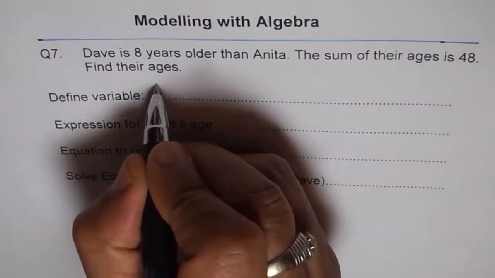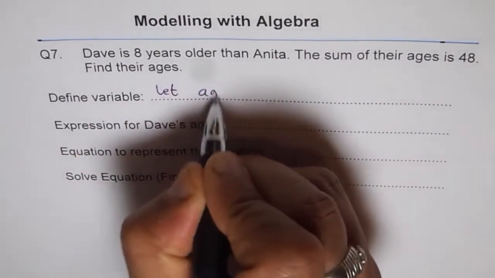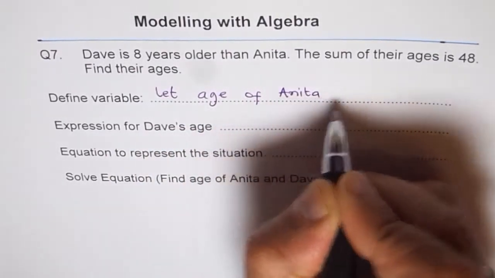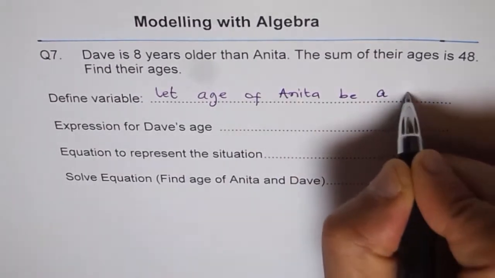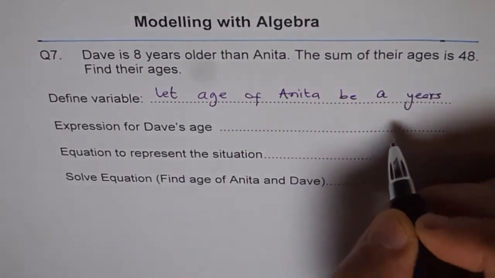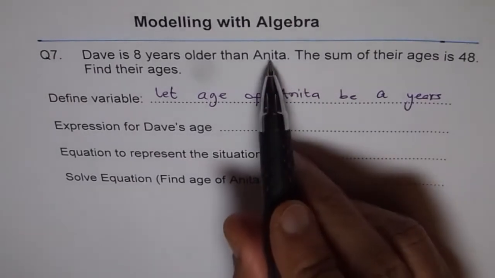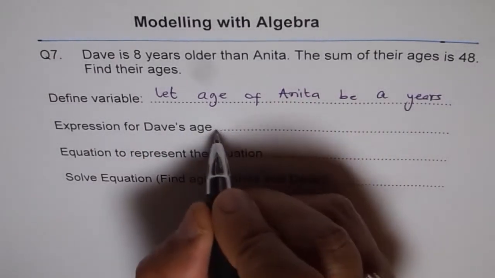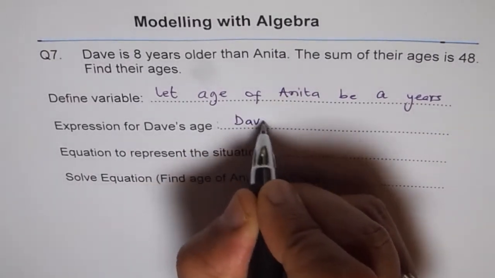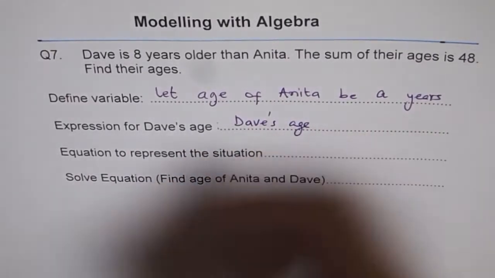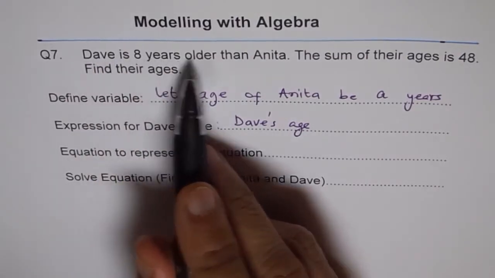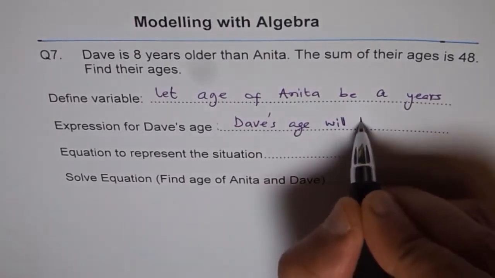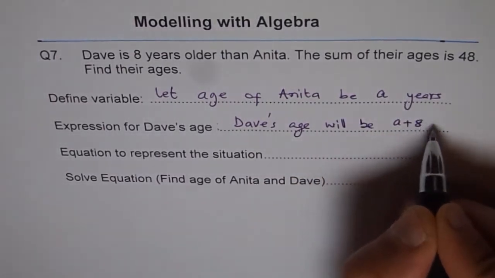So we say let age of Anita be A years. So A is our variable which stands for age of Anita in years. Now what is Dave's age? Dave is 8 years older than, that means more than, right? Age will be A plus 8 years. Is that okay?